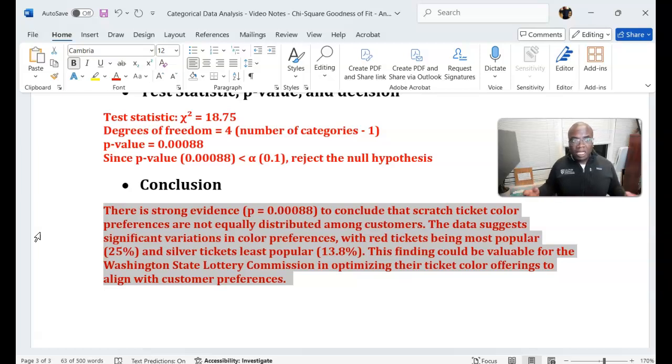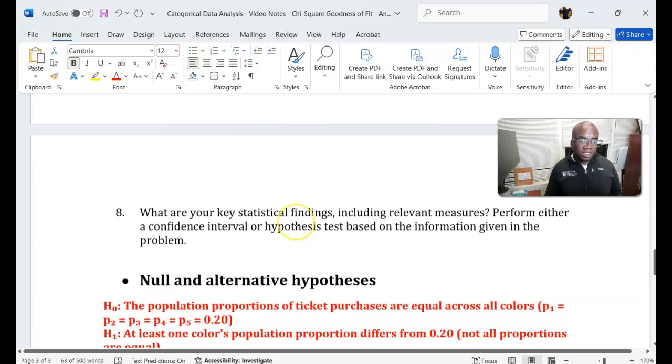With that being said, that is the chi-square goodness of fit test. Hopefully this is helpful in terms of the process. And yeah, thank you.